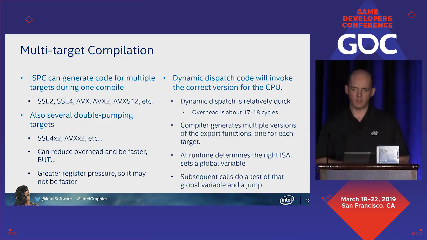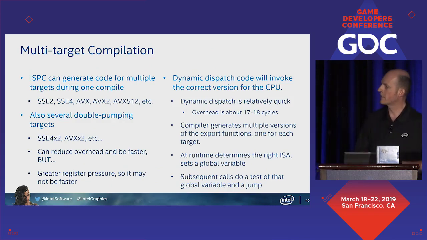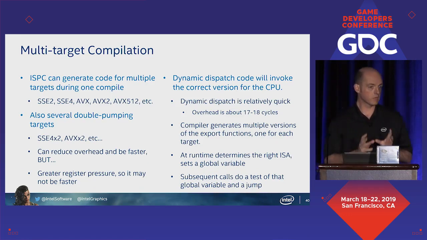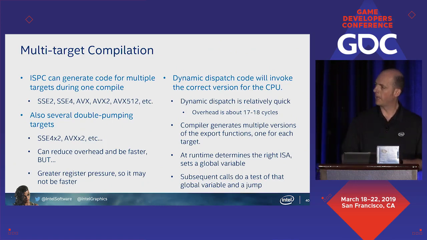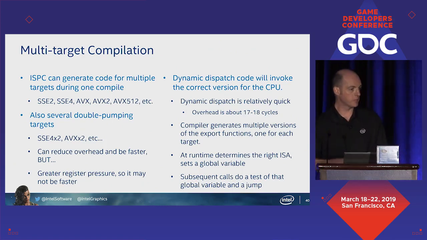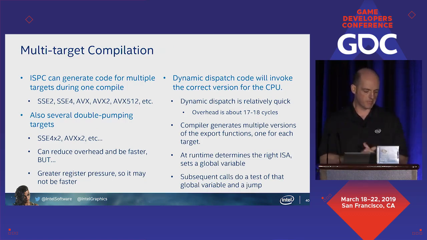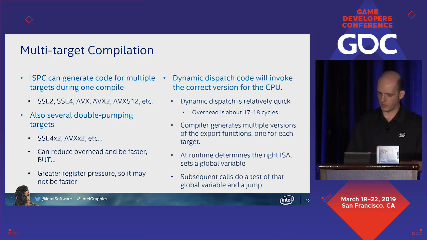Pete mentioned earlier as well, there's some of these double pumped targets. So SSE4 times 2, AVX times 2, and so on. These are really useful, definitely worth exploring. As Pete said, he found some extra performance by doing that. It helps hide some of the memory latency and things. But beware, it's not always an optimization. If you do this, you're going to use more registers. As a result, you might get spills and fills, spilling out to memory. So you might find there isn't actually performance to be had there. But definitely worth experimenting.